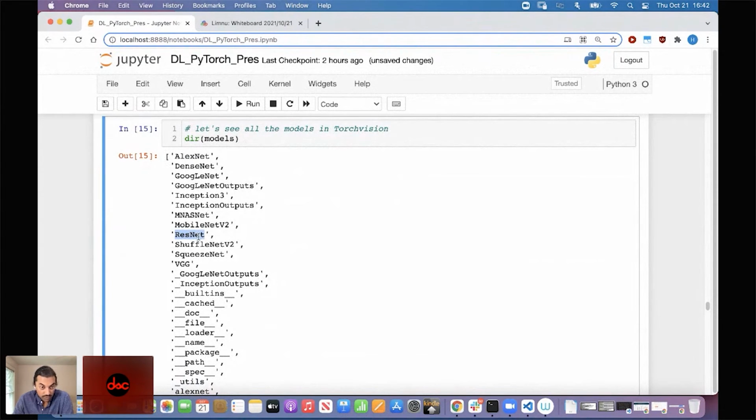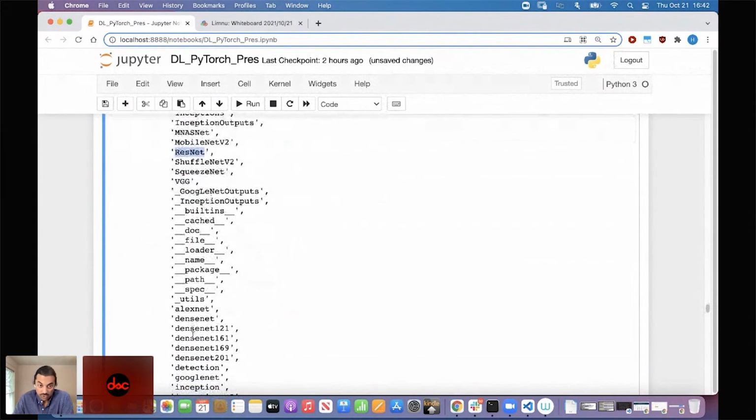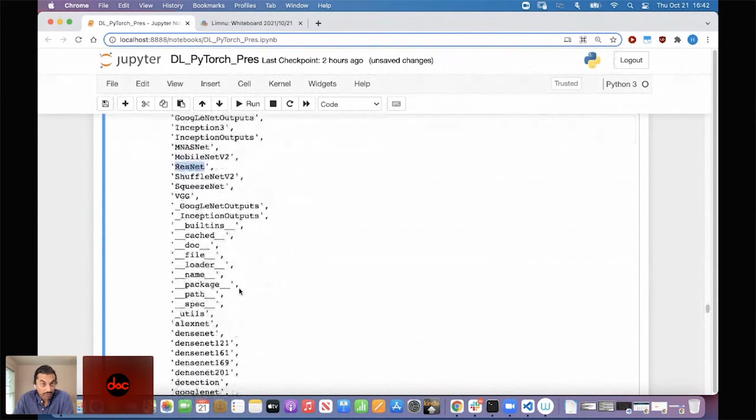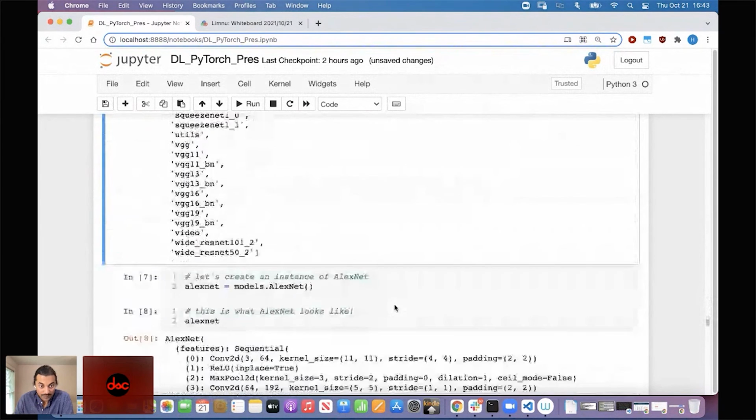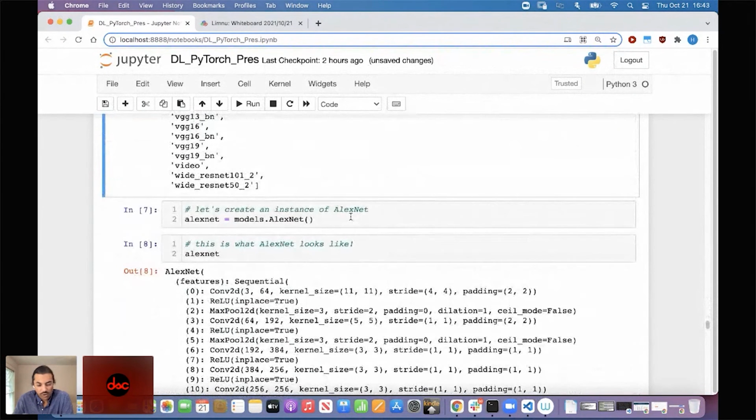It's a very popular model. It's an award-winning model. It's very good. But these are all the list of models that you have off the shelf that you can run today within Torch Vision. Okay, so let's go ahead and create an instance. Oh, I guess I'm going to do two, AlexNet and ResNet. I forgot. So here, let's go ahead and create an instance of AlexNet.